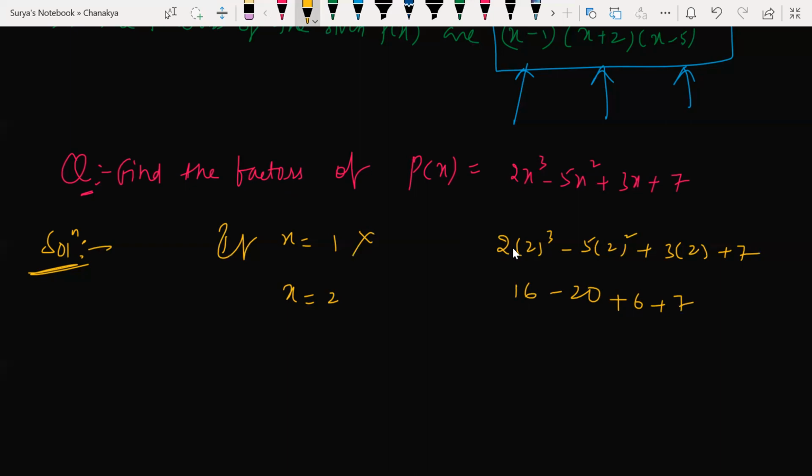Yes. Now what we do here is, we will do one thing. x is equal to minus 1. Check it. x is equal to minus 1. Sir, no, sir, it's not coming. x is equal to minus 1 also. Yes.